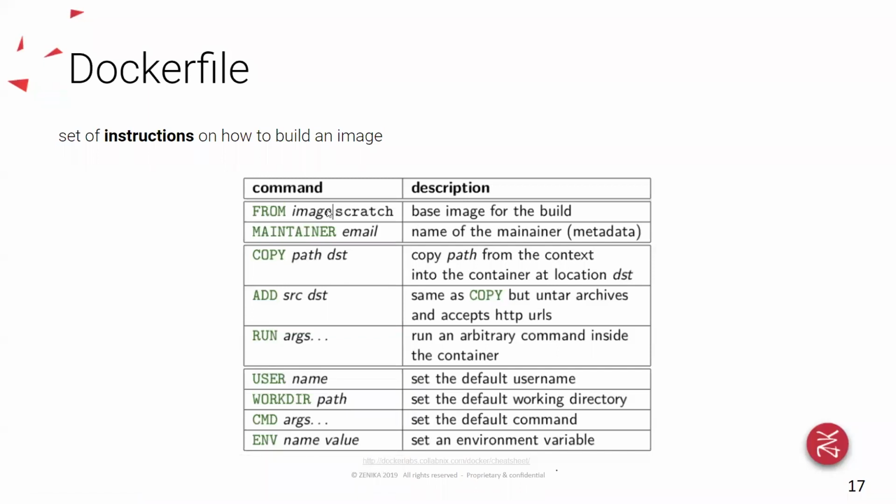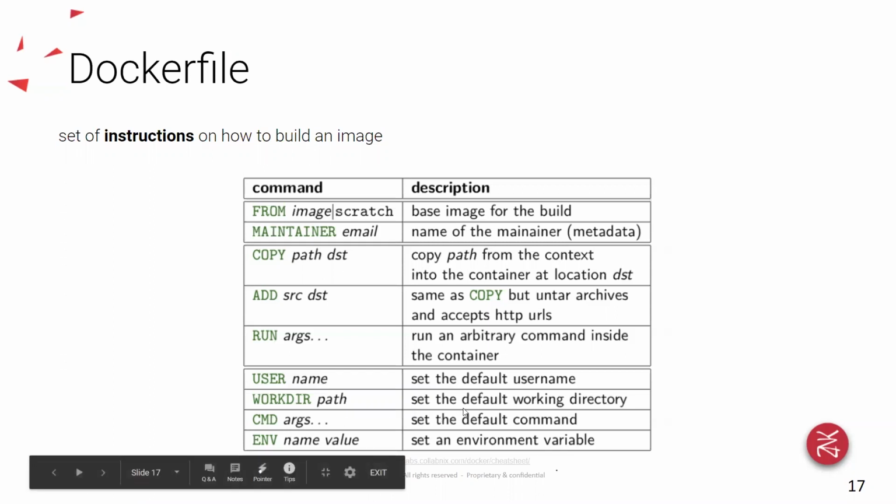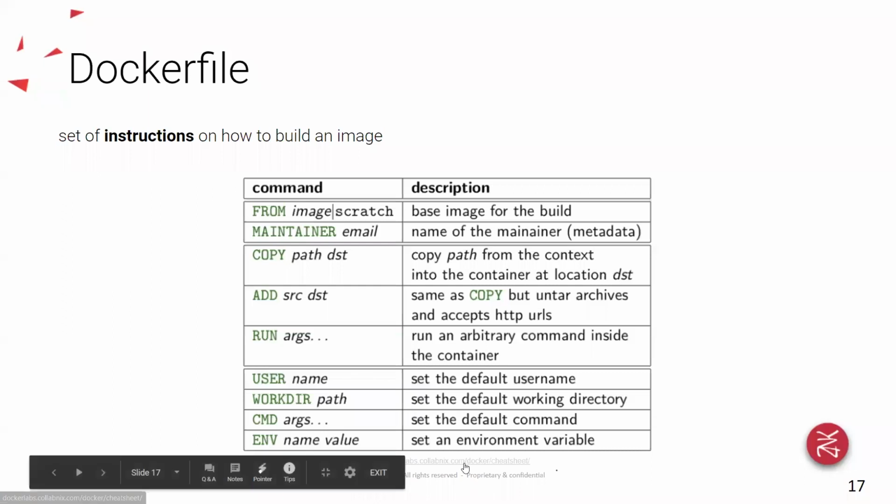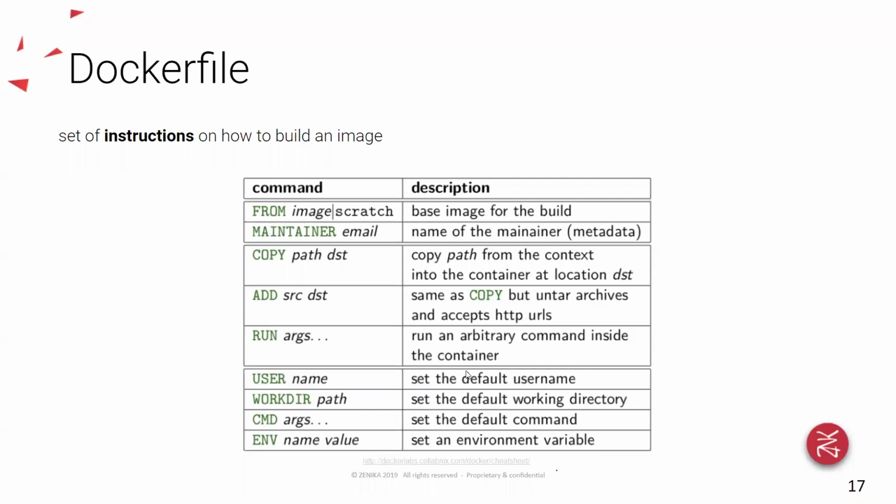The FROM command is responsible for identifying your base image from which to build on top of. The COPY command copies things from your host machine into the container. The RUN command runs shell commands on your container. The WORKDIR sets the default working directory. The CMD is what's going to run when you run the container. And the ENV is to set any environment variables that we need in our image.